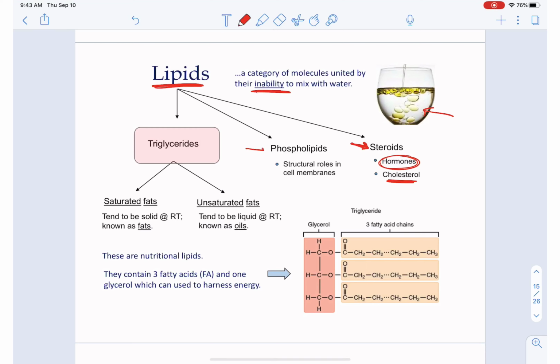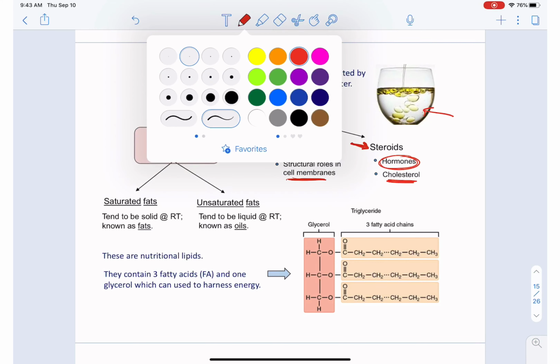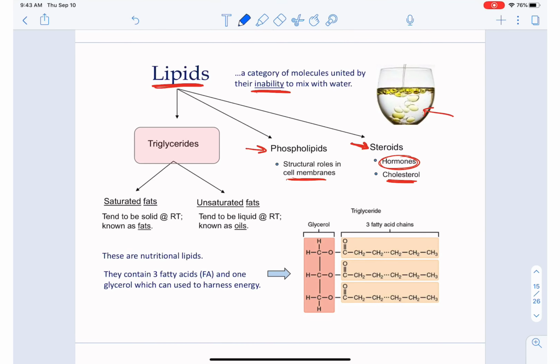Another category of lipids are phospholipids. And where do we find those? Well, phospholipids make up the plasma membrane that surrounds the cells of the body. So they have a structural role in the plasma membrane, and they regulate what goes into and out of the cell. And then the third category of lipids, and this is the one that I want to talk about with regards to nutrition, are triglycerides. Okay, triglycerides are our nutritional lipids. These are the lipids we're going to get nutrition from.